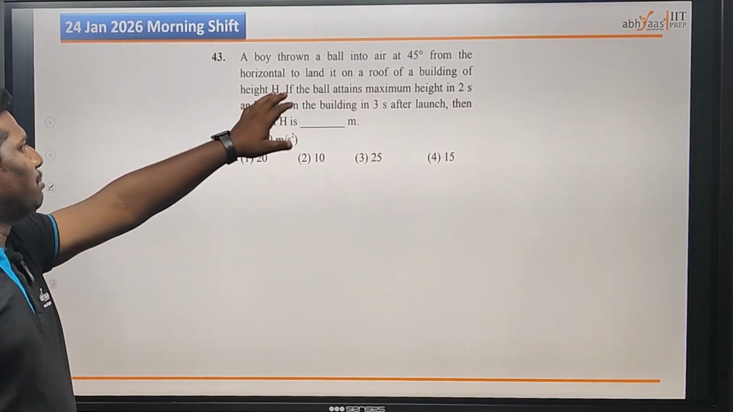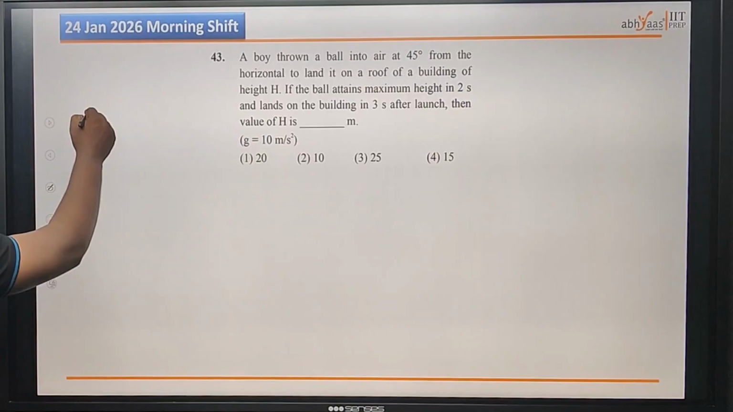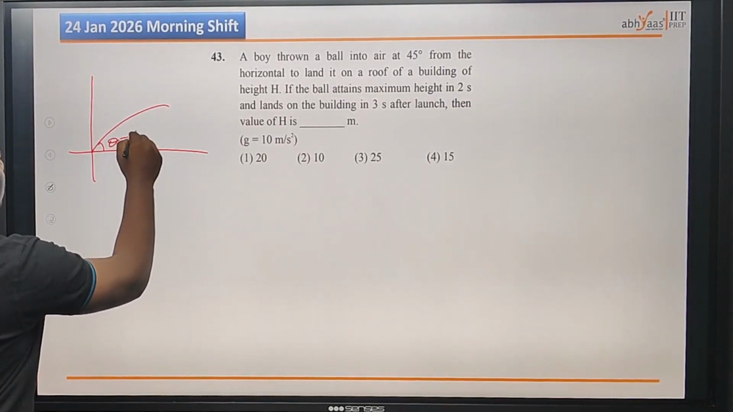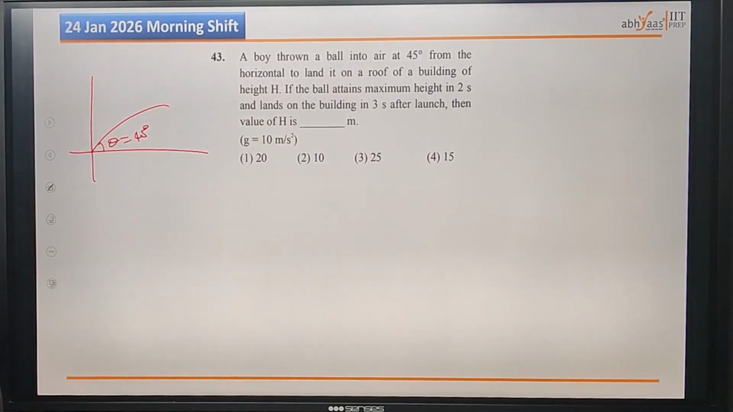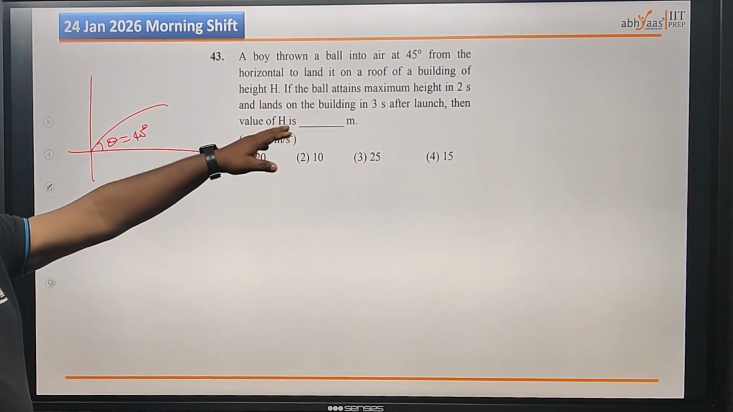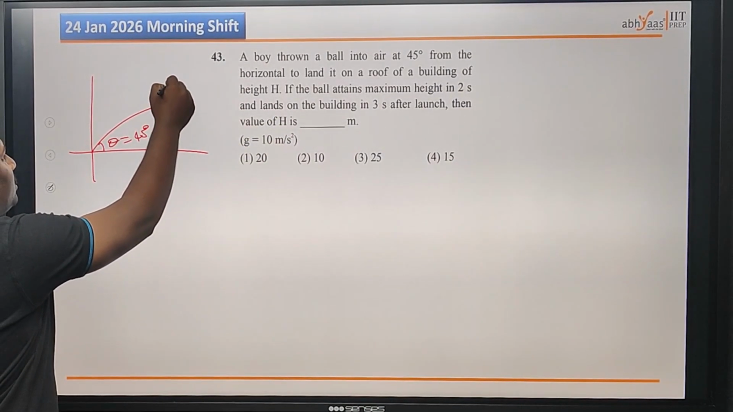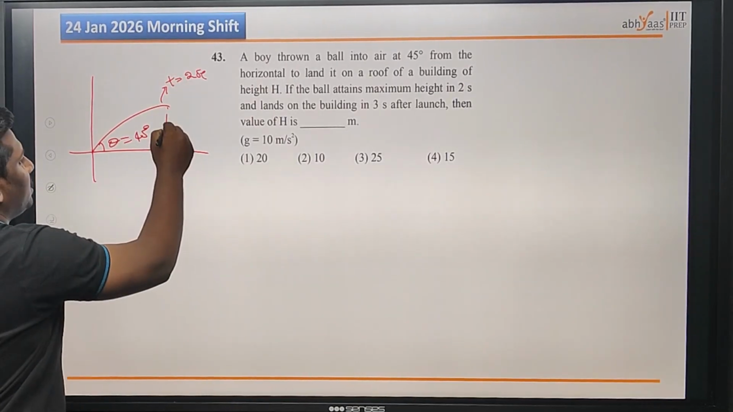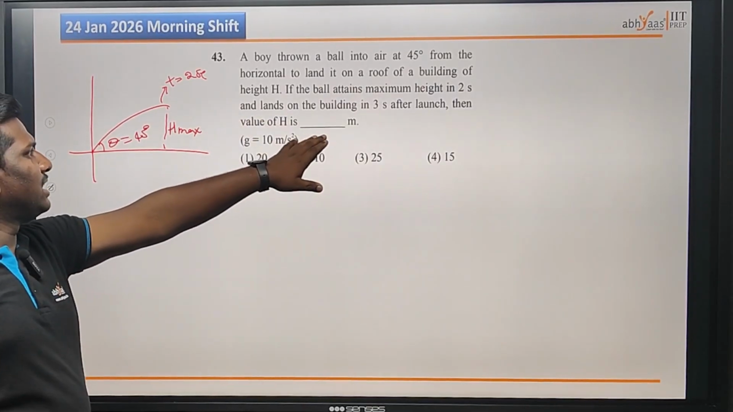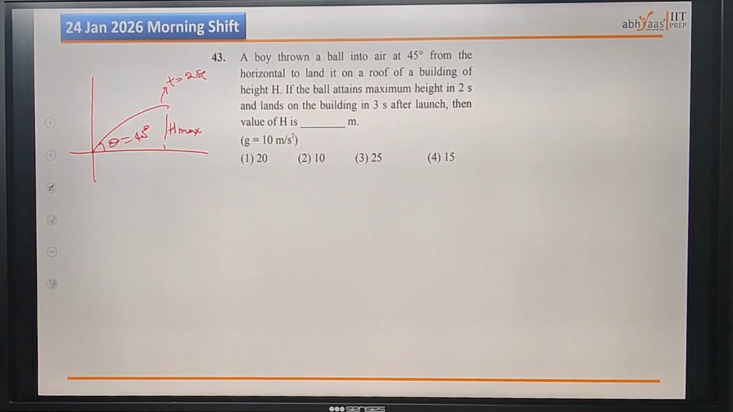Next one, see here, question number 43. A boy throws a ball into the air at an angle of 45 degrees from the horizontal. So this is from projectile motion. So theta is 45 degrees. The ball attains its maximum height, this is our h max, at t equal to 2 seconds, and lands on the building 3 seconds after launch. Then find the value of the height of the building h.